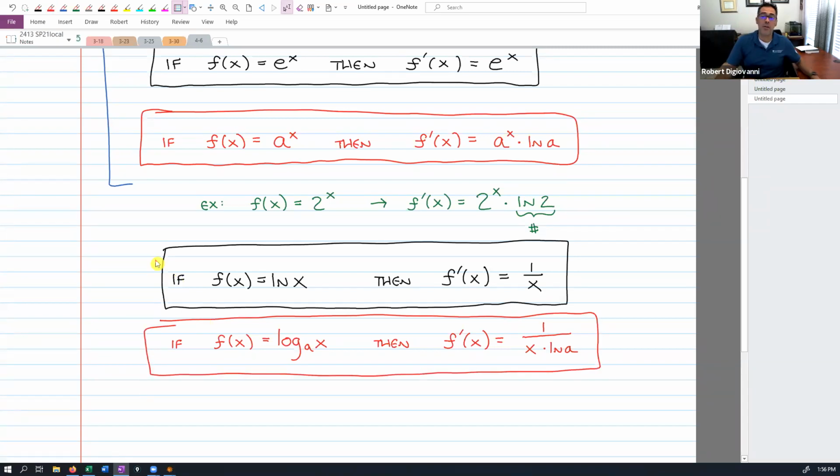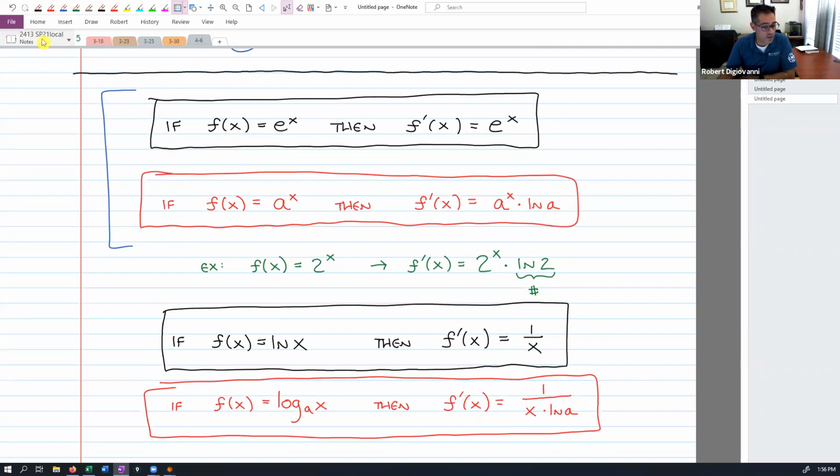Now these formulas are on your formula sheet. I just wanted to go through them and write them down, but let's go look at them on the formula sheet so you know where they are.